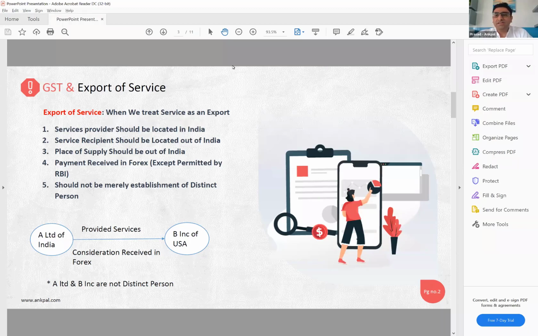So all the conditions to decide about the export of services are satisfied over here, which means that the person has provided services out of India and it is an export of services. Now let's get to point 3: when can we treat the place of supply as out of India?